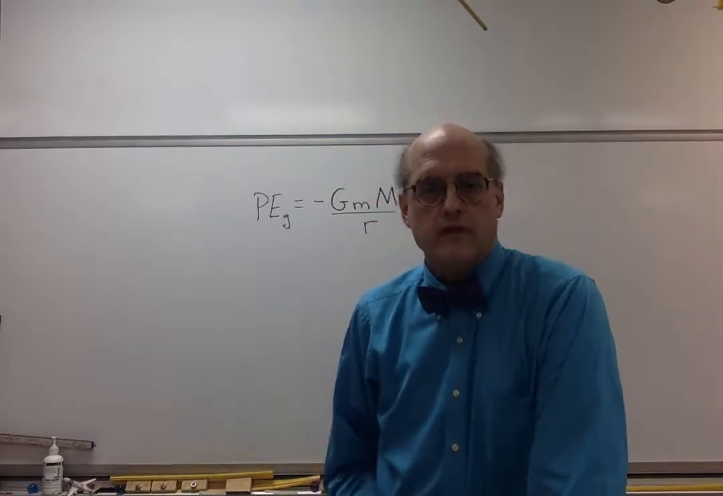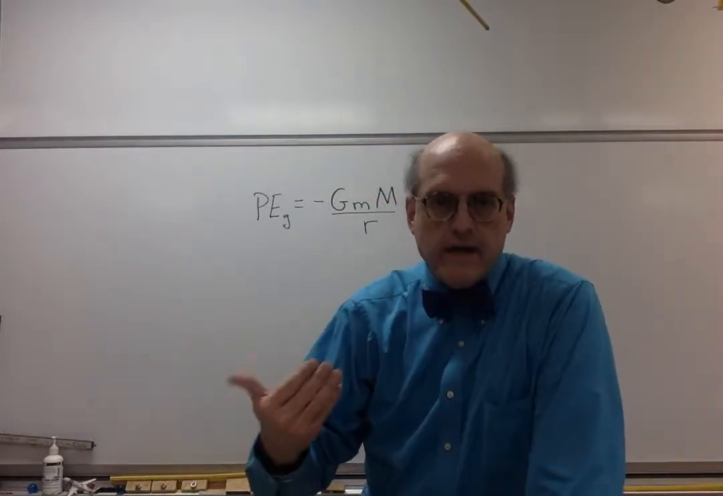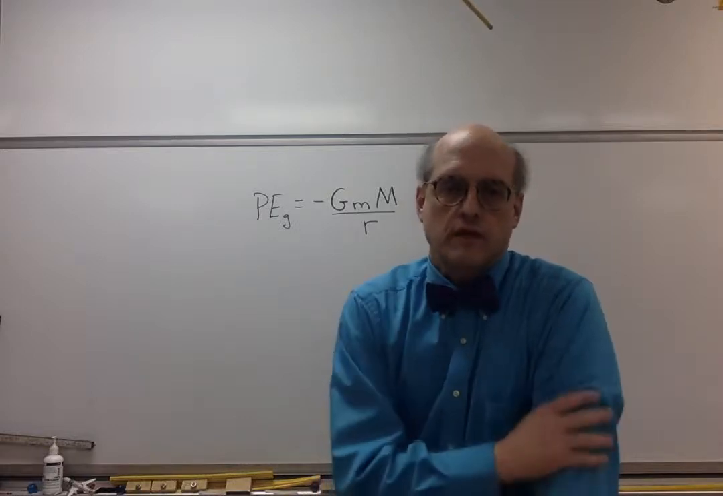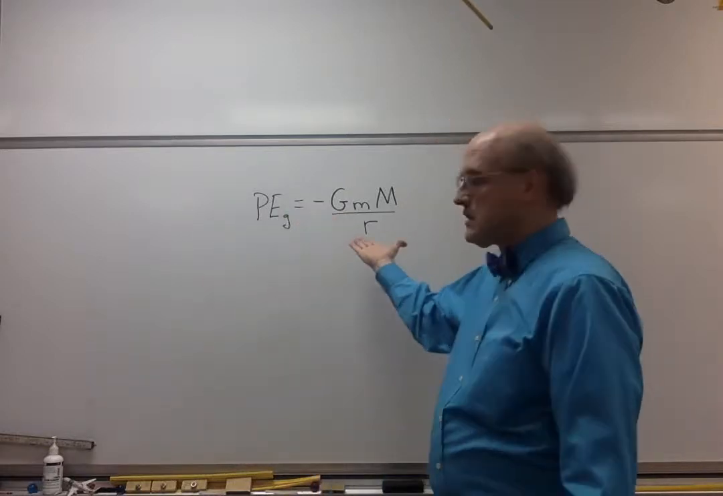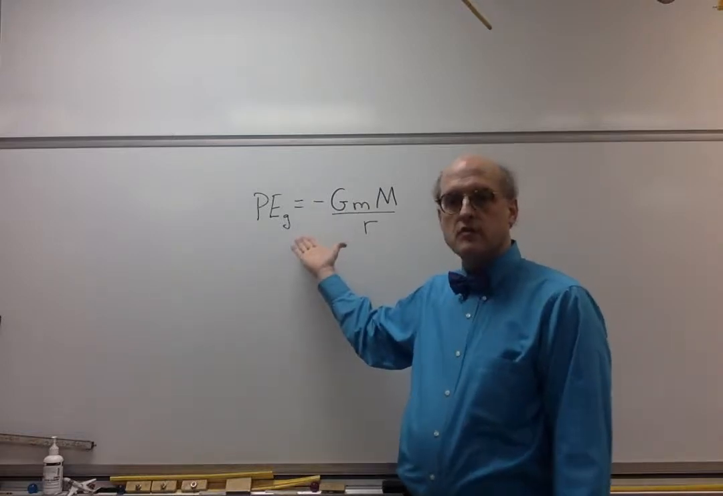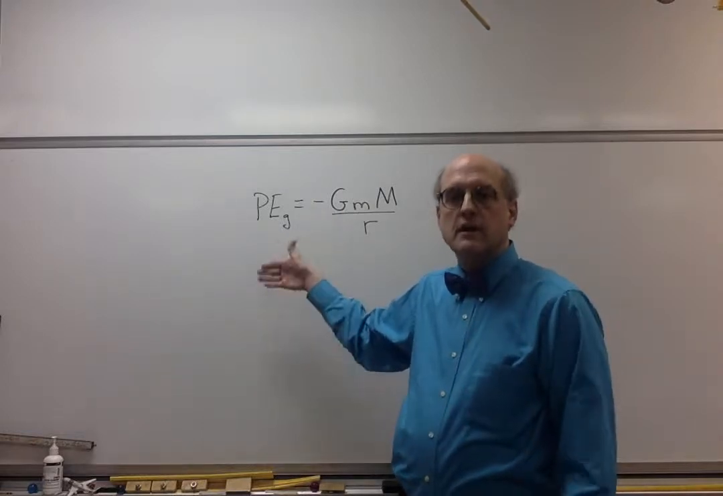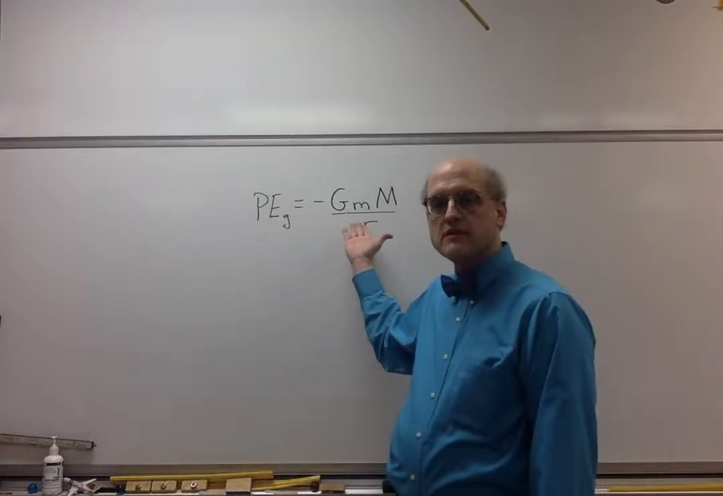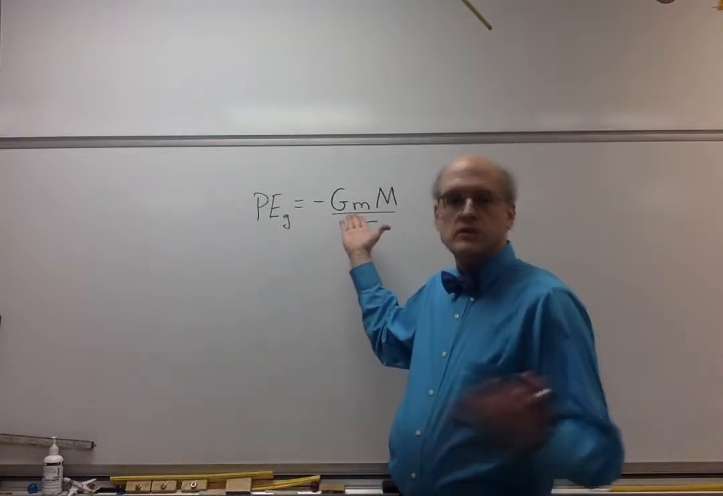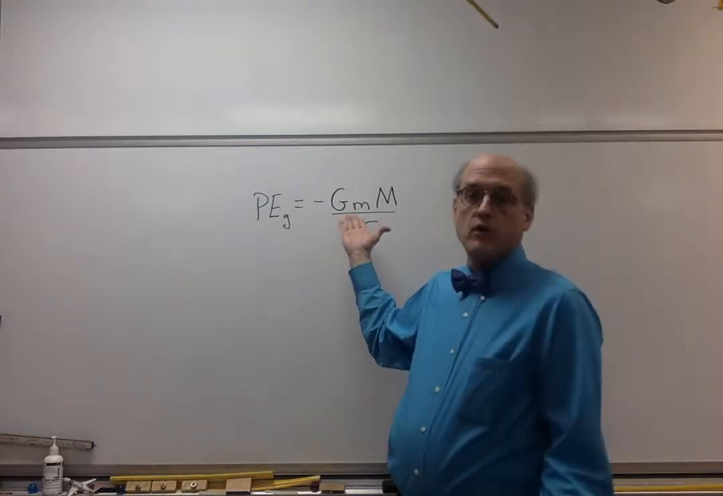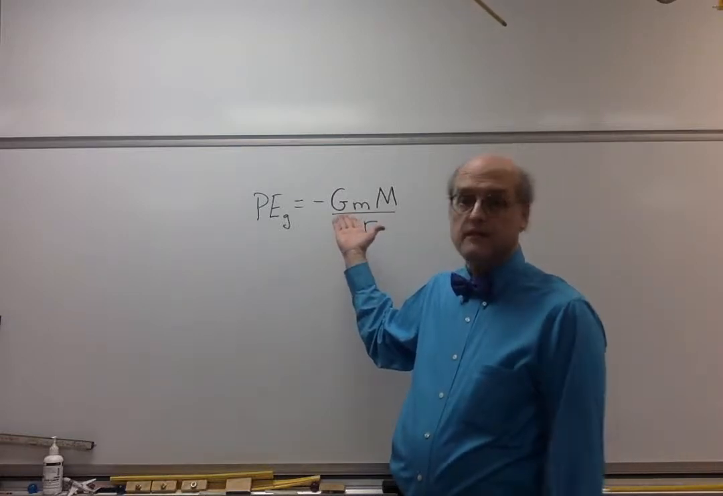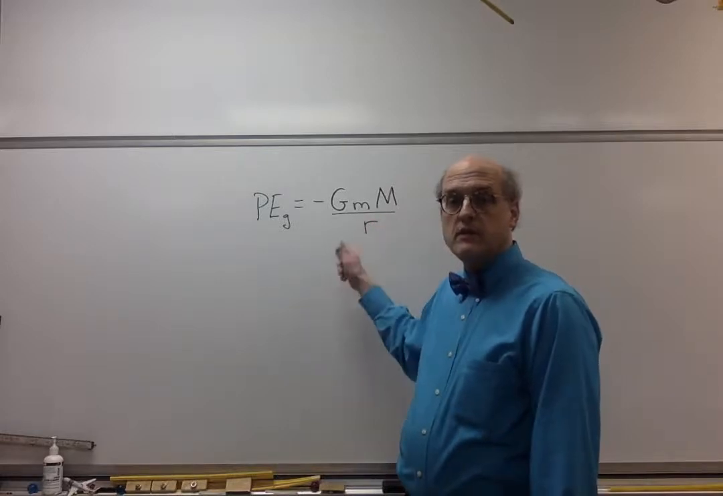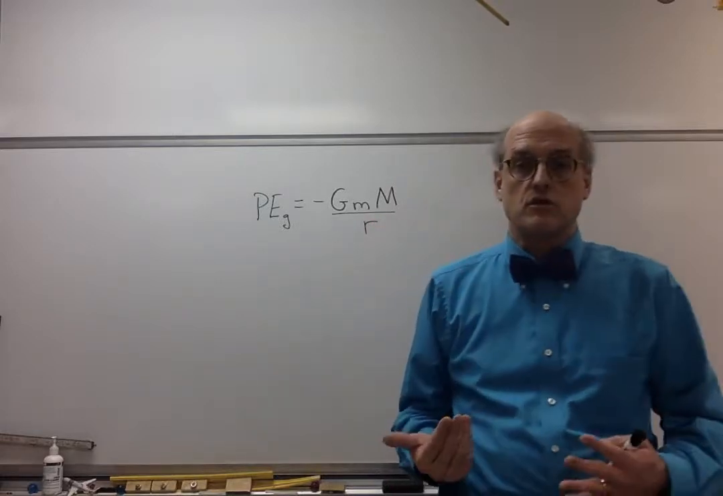When dealing with gravitational potential energy at great distances, we have to use an equation derived using calculus. And here it is. The gravitational potential energy is equal to the negative of the universal gravitation constant multiplied by the mass of the object, let's say it's a rocket ship, or let's say a ball that you throw into the air, multiplied by the celestial object of mass m, divided by the center-to-center distance r.